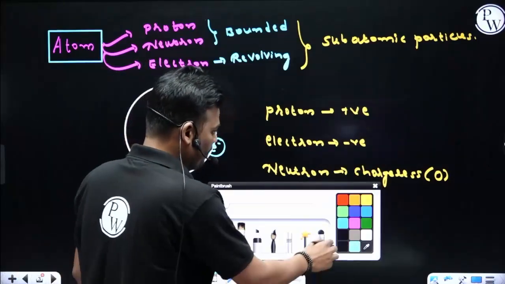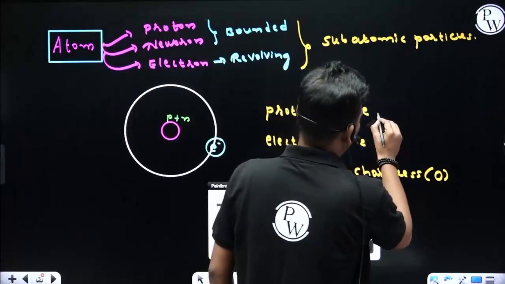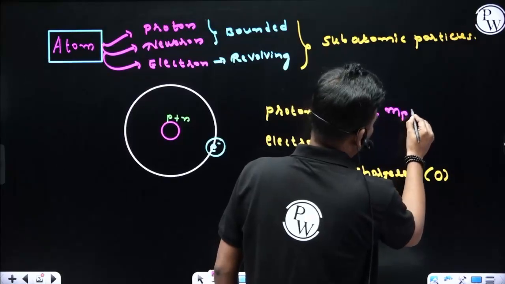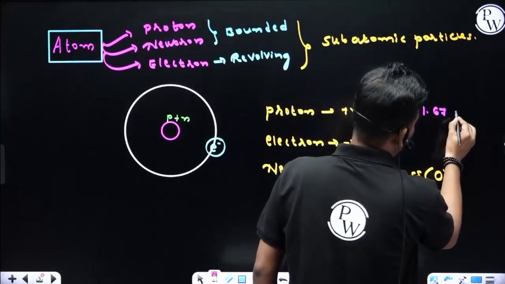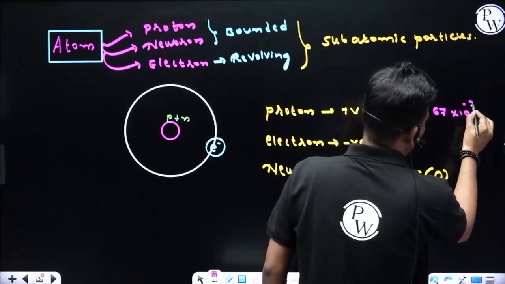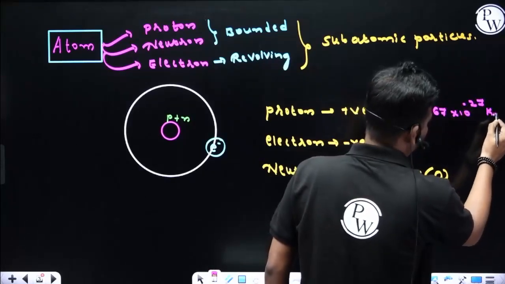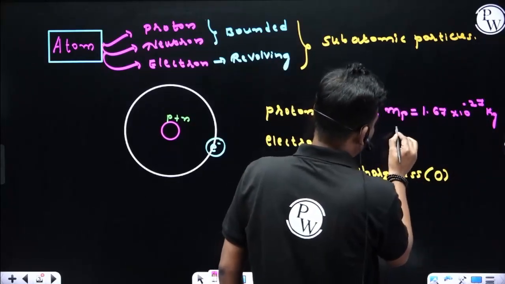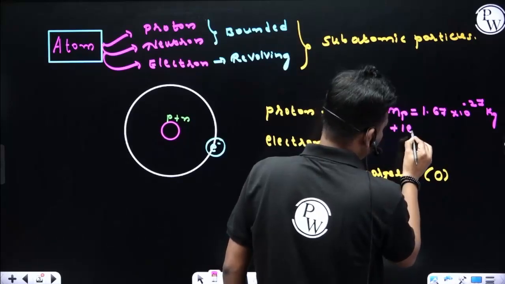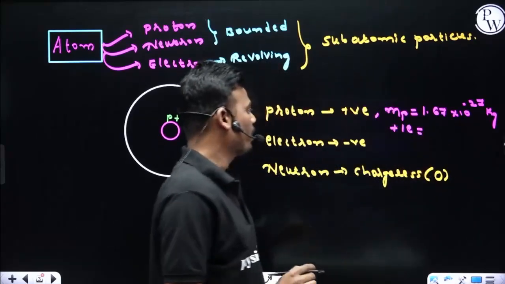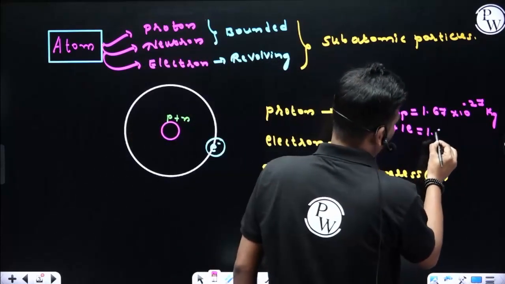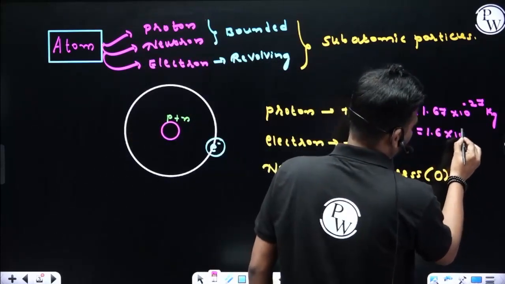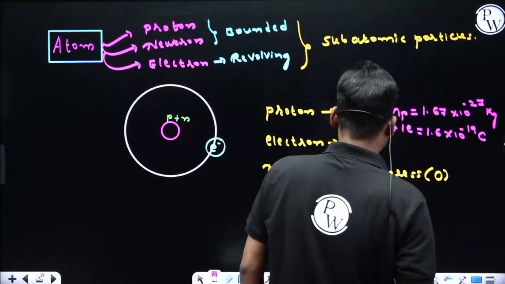If we talk about the basic information of a proton, what about the mass of the proton? The mass of the proton is around 1.67 into 10 power minus 27 kg. And if we talk about the charge, that is plus 1e, where e means the charge. Plus means on a proton, that is 1.6 into 10 power minus 19 coulomb.